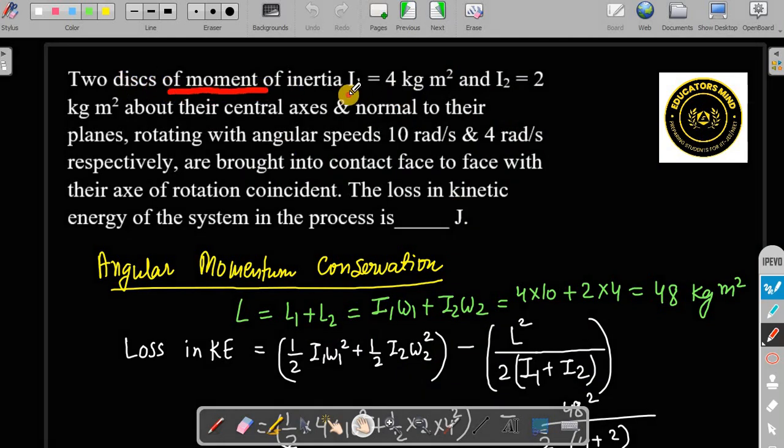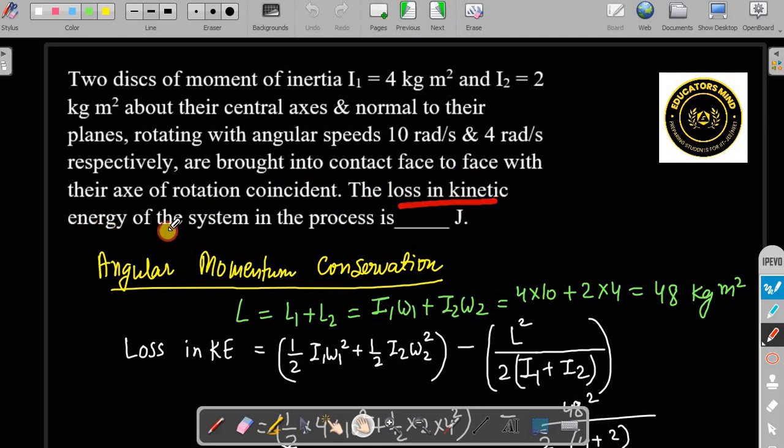Two disks of moment of inertia I1 and I2 are given about their central axis, normal to the disk, that means the natural axis. They are rotating with different angular velocities, and are brought in contact face to face with their axes of rotation coinciding, and they are just combined together.